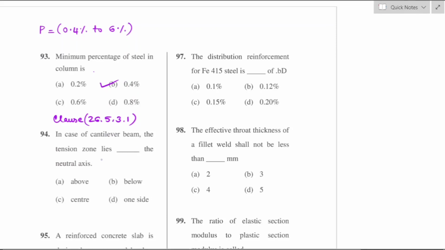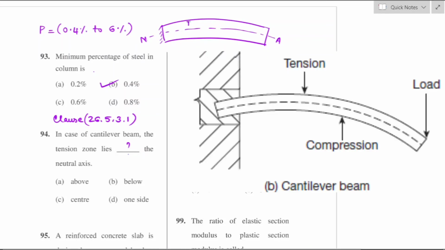In case of a cantilever beam, the tension zone lies dash the neutral axis. So let's consider the bending nature of a cantilever beam. So this is the neutral axis of a cantilever beam. So the top zone will be in tension, which is in sagging bending moment, and the bottom portion of a cantilever beam will be in compression zone, which will be in hogging bending moment. So the tension zone lies above the neutral axis. So option A is the right answer.